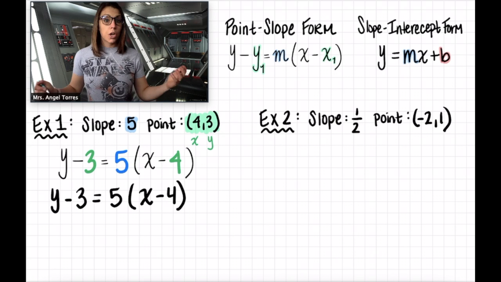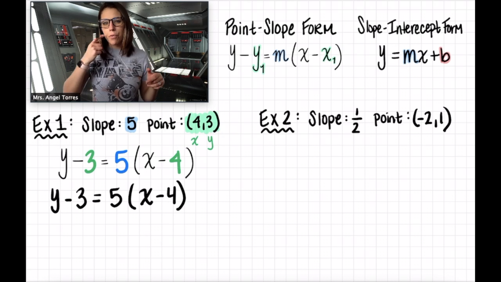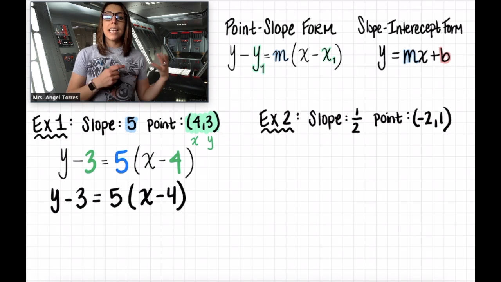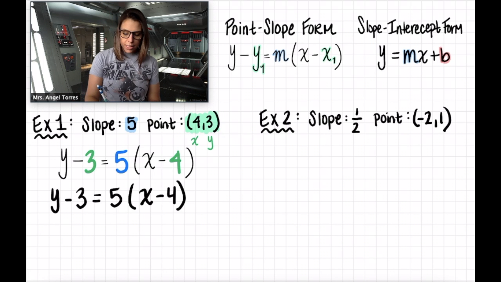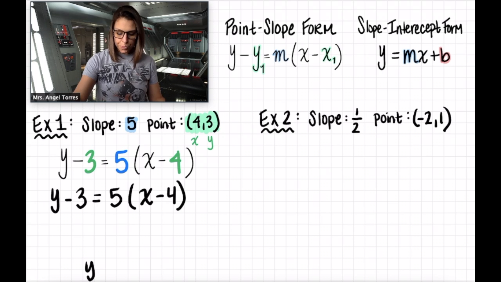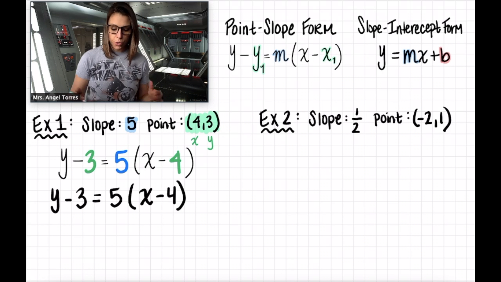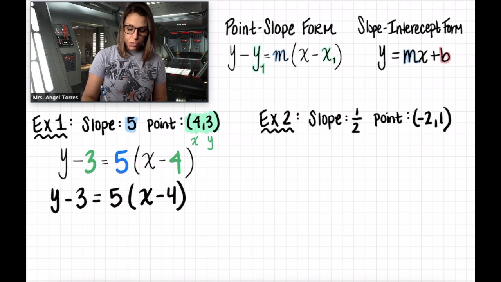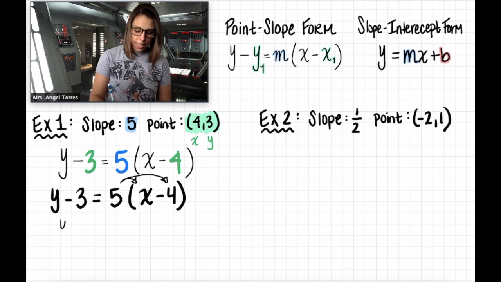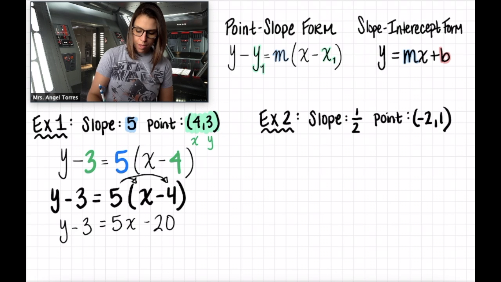Now we have an equation of the line, but this isn't a form that we're used to. So the second part of this is, let's put this into slope-intercept form. Let's solve for y and get y by itself. The first thing that I can see is to distribute on the right side. Let's get rid of these parentheses. That leaves us with y minus 3 equals 5x minus 20.